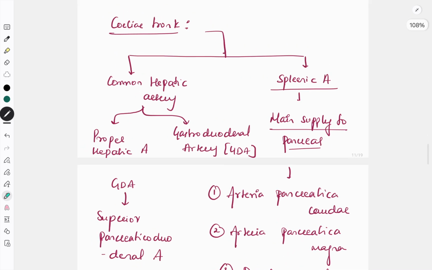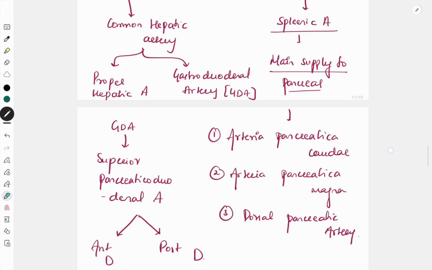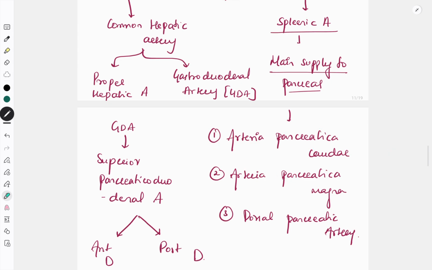The celiac trunk divides into the splenic artery that we just saw, which provides the main supply to the pancreas, and those 1, 2, 3 are the branches of the splenic artery. They are the arteria pancreatica caudae, arteria pancreatica magna, and dorsal pancreatic artery. So these three are the branches of the splenic artery. You need to remember this: arteria pancreatica caudae, arteria pancreatica magna, and dorsal pancreatic artery.